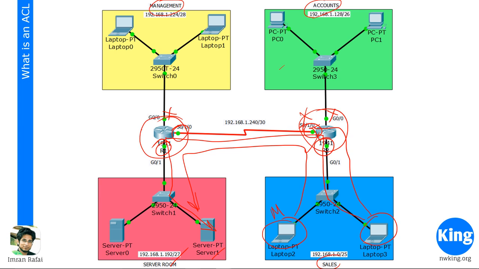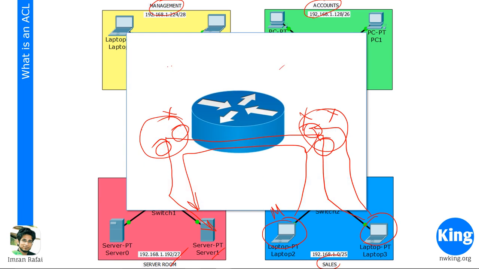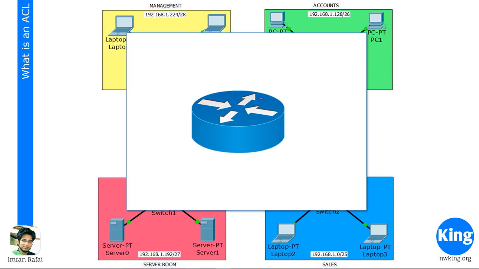ACLs are applied on the interfaces. Like for instance, let's have a closer look. Before that, let me just clear all the markings on the slides here. So every time there is a data flow, there is one interface through which the packet enters, and there's another interface through which the packet exits, right? So there are three places basically. One is the in interface, one is the out interface, and one is the router itself.